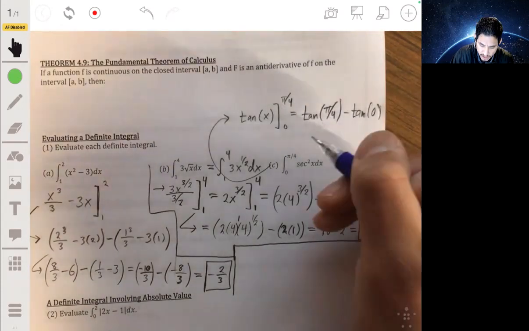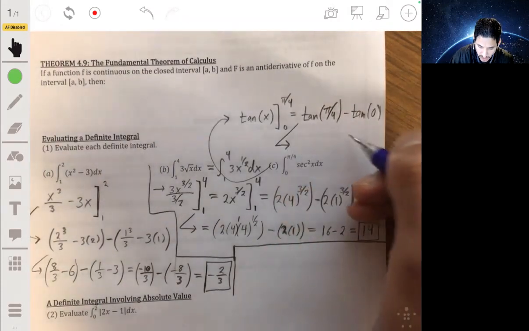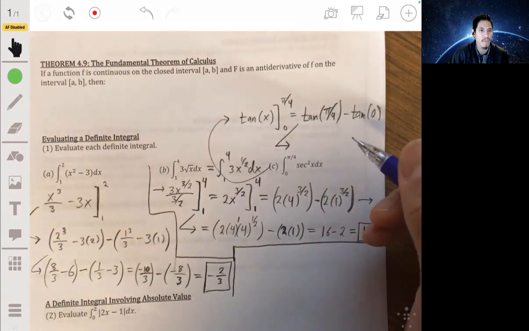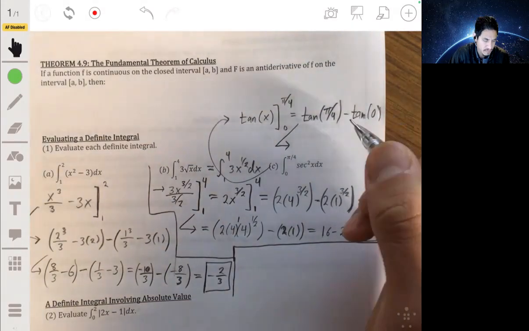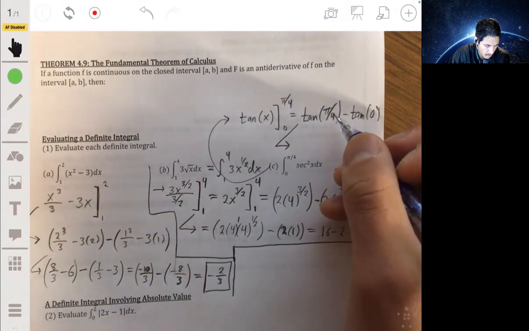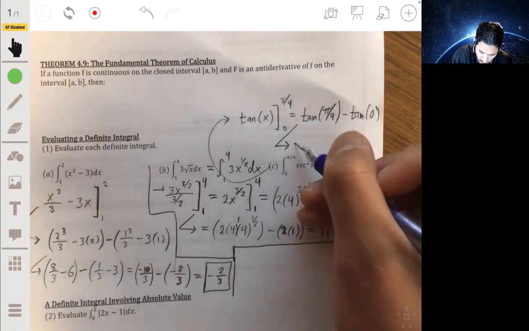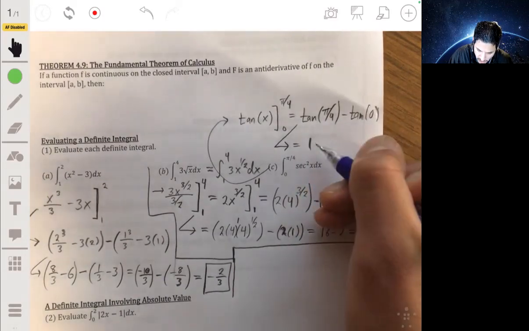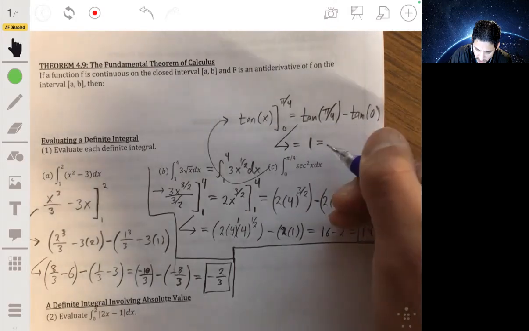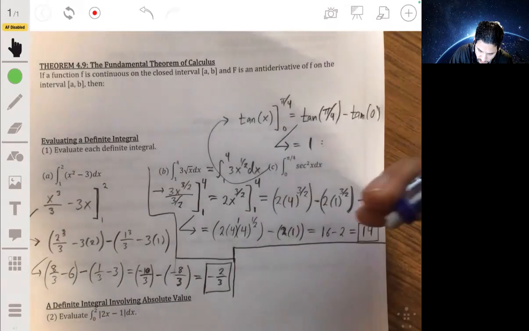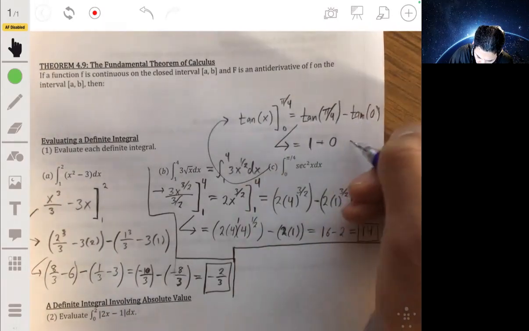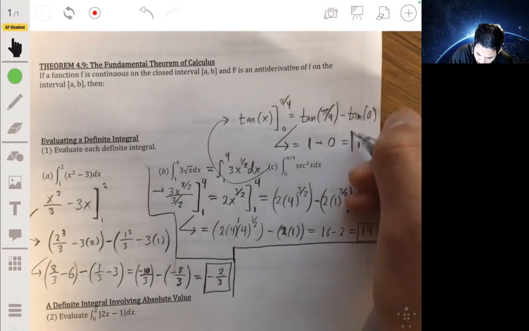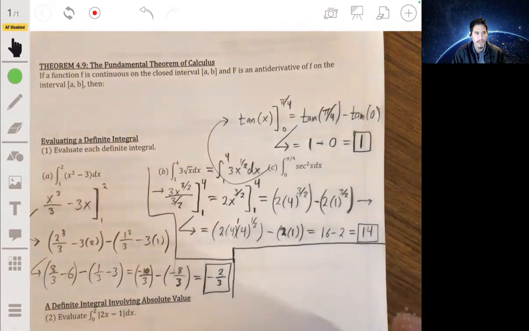Now make sure you know your trig. You don't want it to sneak up on you and you'll miss a problem just because you don't know your trig, even though it's calculus. So the tangent of pi over 4, that's simply just 1. Tangent of 0, sine of 0 over the cosine of 0. So 1 minus 0, and then that'll be 1. So it's really that simple.